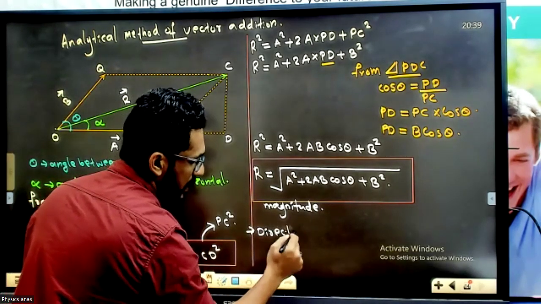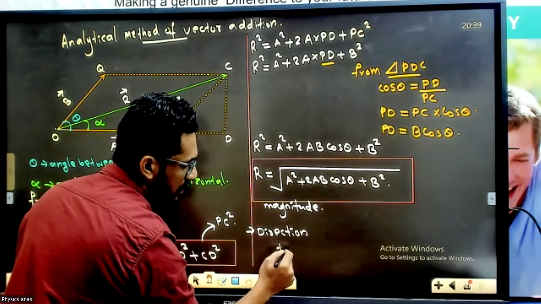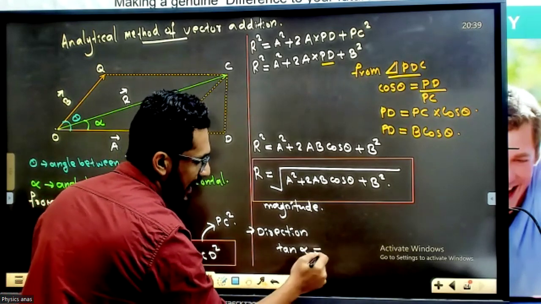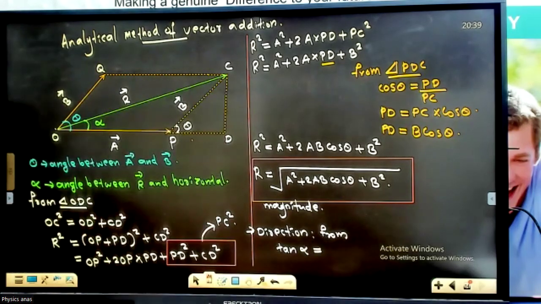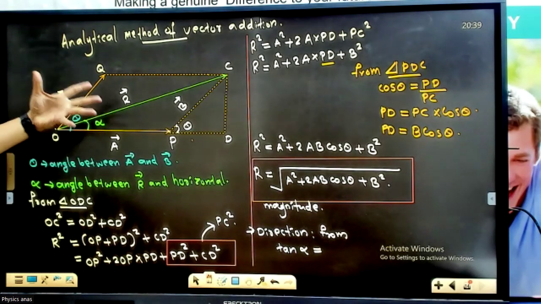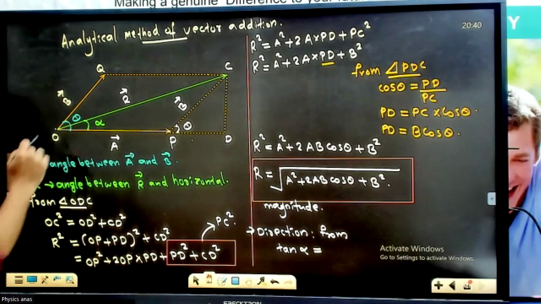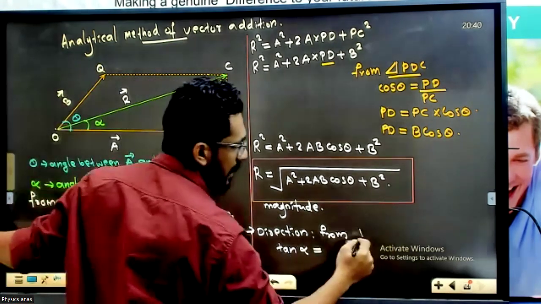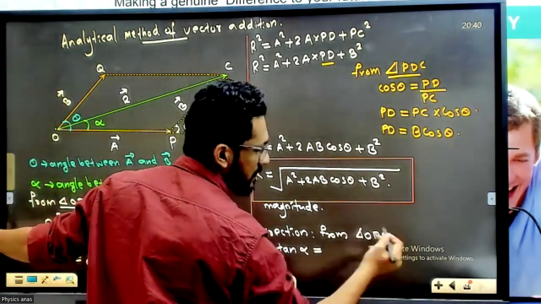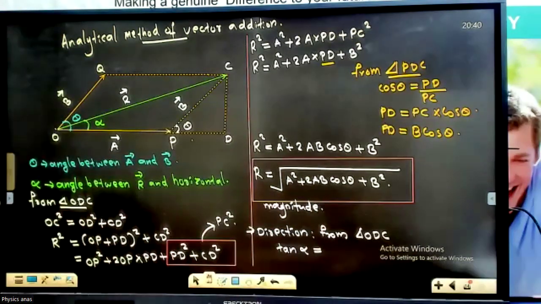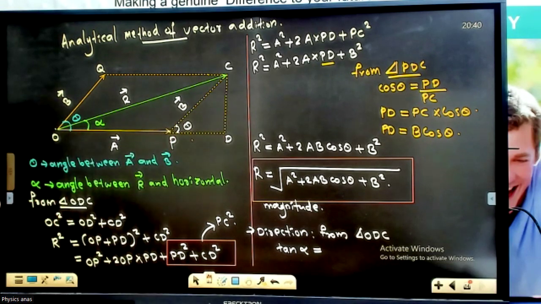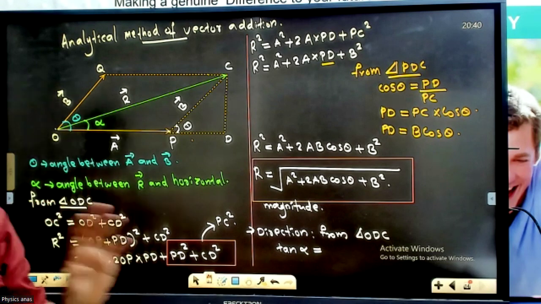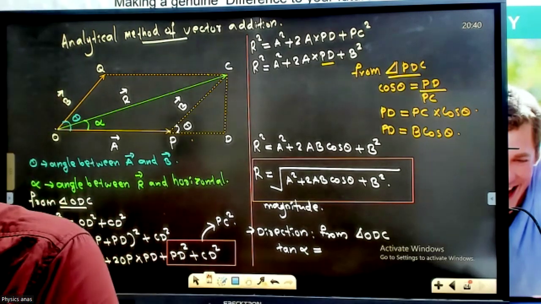If you need a direction, you can find this tan alpha. What will be tan alpha? Alpha is an angle of which triangle? Triangle ODC. From triangle ODC, you can have tan alpha. What is that? Opposite side by adjacent side. We didn't get tan from anywhere; tan is an identity of this triangle.